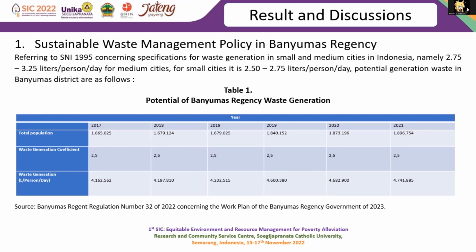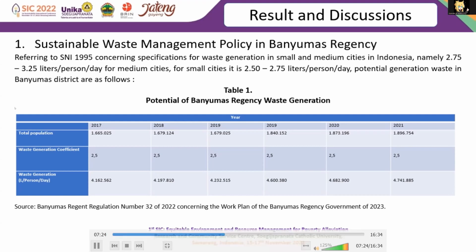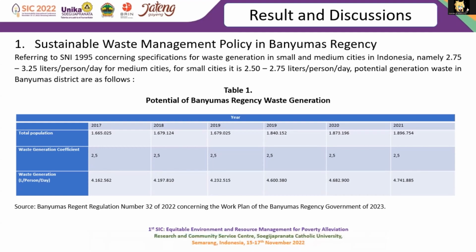In 2021, total population 1,080,754, and waste generation coefficient 2.5 liter per person per day, for 4,070,40,80,85. The source is Banyumas Regency Regulation number 32 of 2022 concerning the work plan of Banyumas Regency government of 2023.